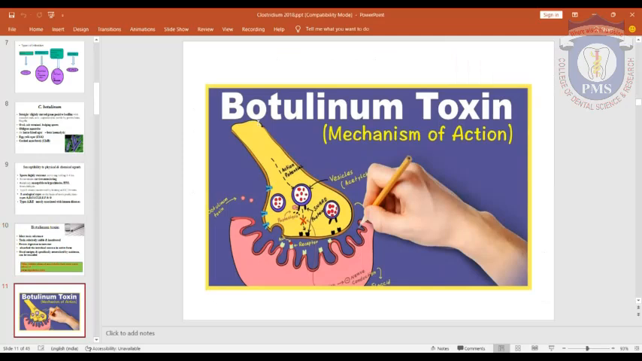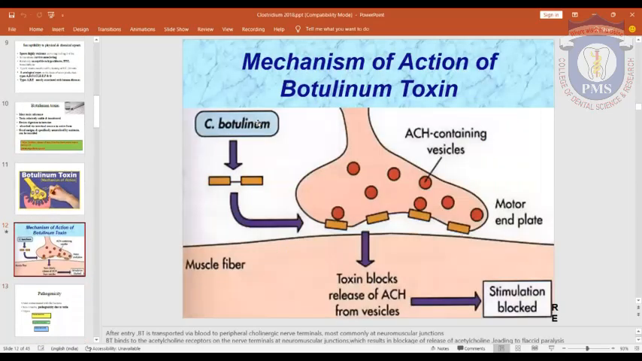Mechanism of action of botulinum toxin. Botulinum toxin inhibits the release of acetylcholine from motor nerve endings of parasympathetic system and thereby stimulation is blocked. That is, after entry, this botulinum toxin is transported via blood to peripheral cholinergic nerve terminals, most commonly at neuromuscular junction. Botulinum toxin binds to the acetylcholine receptors on the nerve terminals at neuromuscular junction, which results in the blockage of release of acetylcholine, leading to flaccid paralysis. This is the mechanism of action of botulinum toxin.